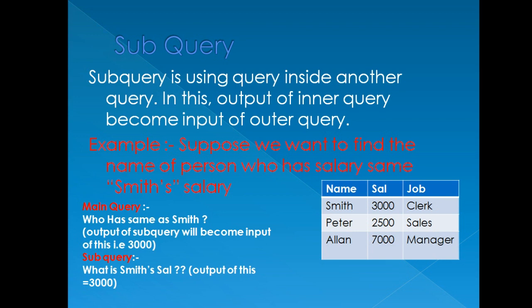So in this case, first of all, I want to find out the name of the person whose salary is the same as Smith's. So the output of the subquery will become the input of this query. You can see in this table, the person whose salary is the same as Smith's salary is Peter. But how will we find it out? We don't know anything about Peter. We only know that the name of a person is Smith. So first I have to find out Smith's salary because that's the only clue I have, and that will be my internal query.